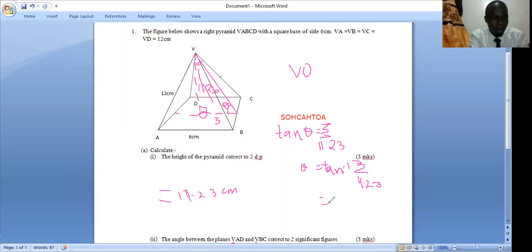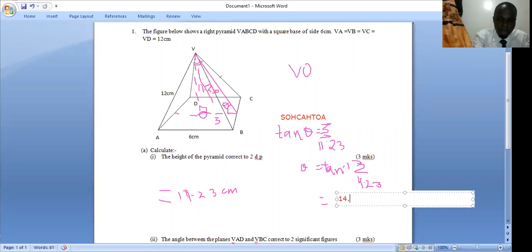The first thing you do, you press 3 divided by 11.23, and then you say tan inverse answer. So that angle there is supposed to be 14.957 degrees.